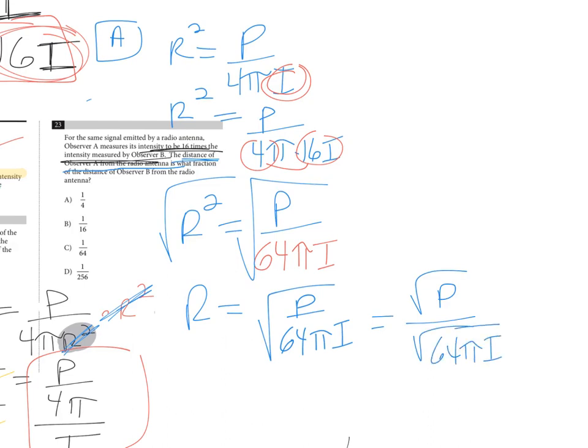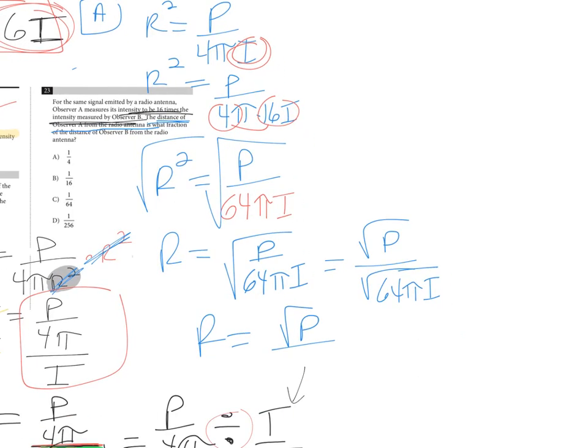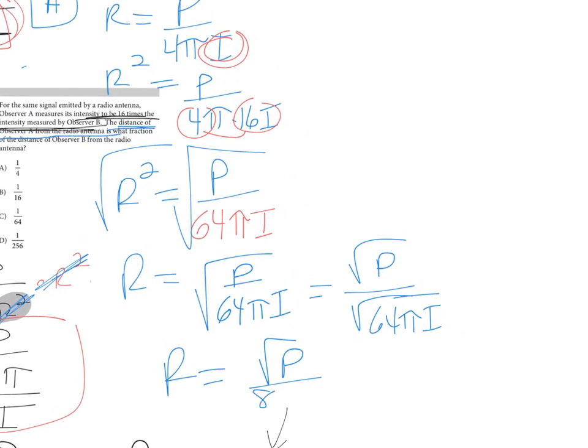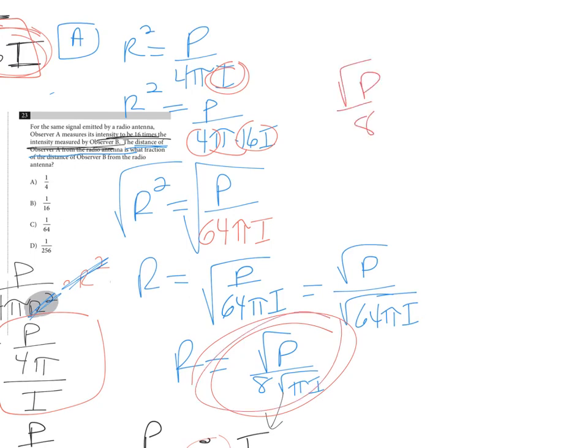And I know the square root of 64 is 8. So I know R equals the square root of P over 8 times the square root of pi I. Now, what is the question asking? The question says, the distance covered by observer A, so this big mess right here, radical P over 8 radical pi I, that distance is equal to what fraction?